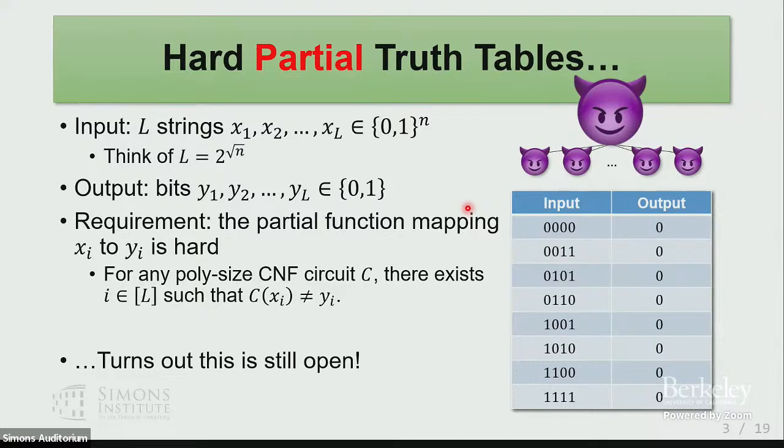I'm supposed to output the words so as to make it a hard problem. So the problem name is hard partial traceable. The input of this problem is strings xi, and the output you need to find are the bits yi, such that the partial function becomes hard for CNF circuits. By hard, you can just make it like square root of L, it needs square root of L size.